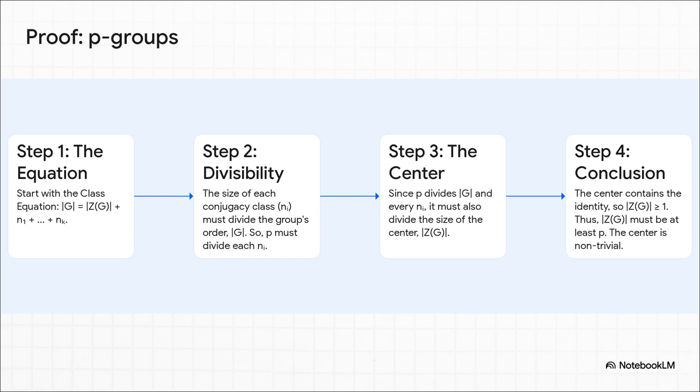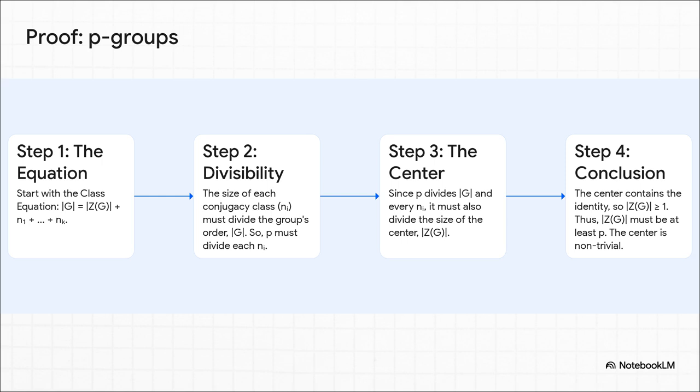Let's just walk through this. First, we start with the class equation. The size of the whole group equals the size of the center plus the sizes of all the other classes. Second, a key theorem in group theory says that the size of any conjugacy class has to divide the total size of the group. Since our group size is a power of a prime p, that means the size of every single one of those other classes, n_i, has to be a multiple of p.